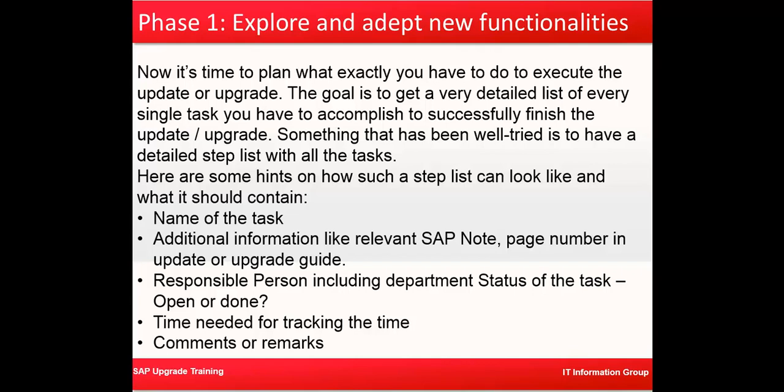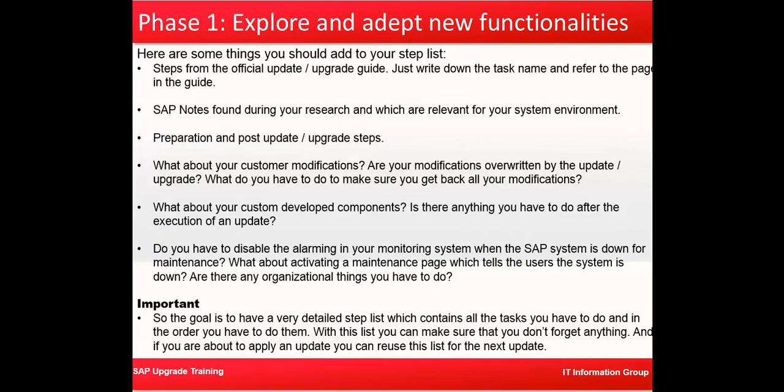First thing is, what is the name of the task? Additional information like, do we need to review a SAP note? We need to mark down which page number in that particular upgrade guide this information has come from. Who is going to be the responsible person, including the department, and the status of the task, whether it is open or done. So you need to have a project plan, a project status sheet as well. Time needed for tracking the time, comments, remarks, etc. need to be tracked as well.